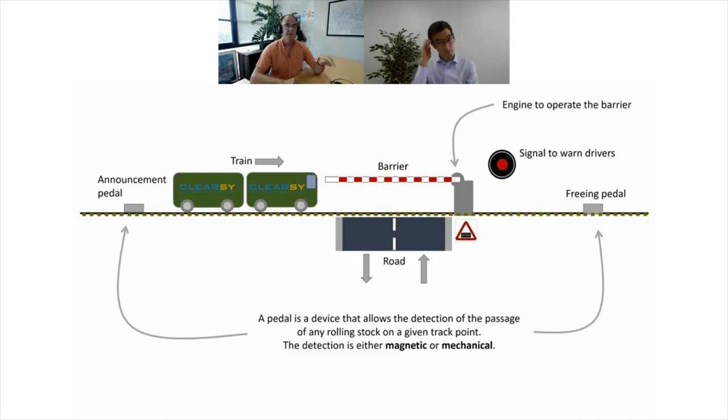And you can see that if you count the number of axles, you can consider that the barrier is open when the number of axles between the two pedals is 0, and the barriers have to be down in case of a positive counter. So you have an engine to operate the barrier, and you also have a signal to warn the driver.